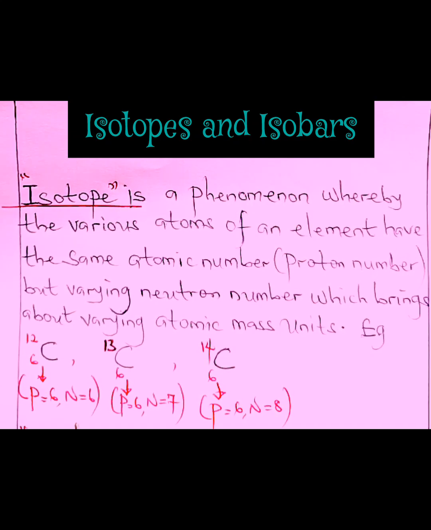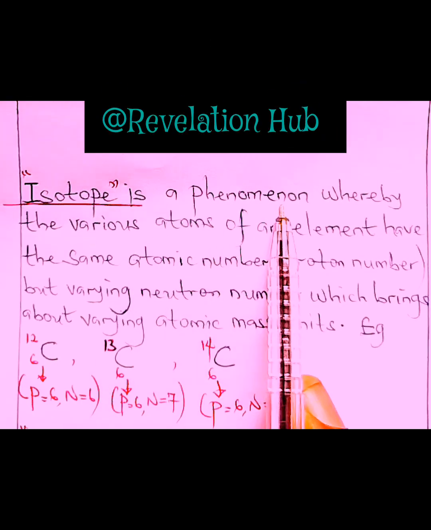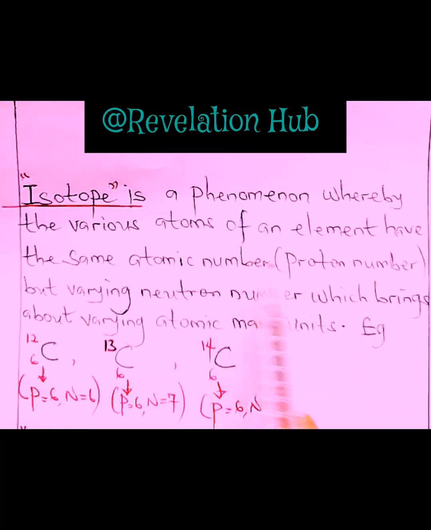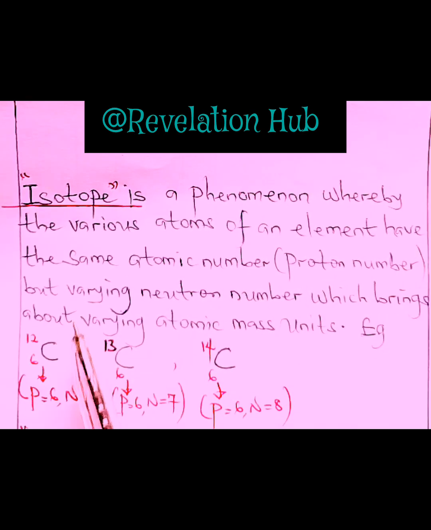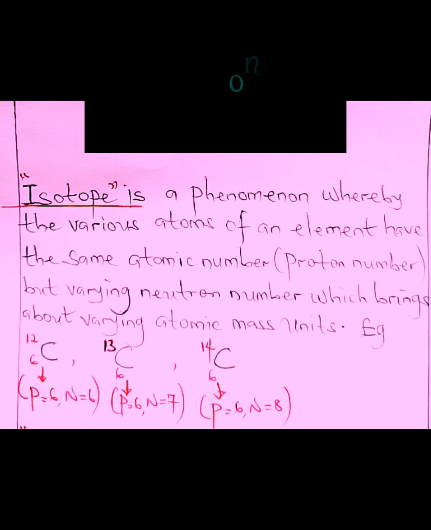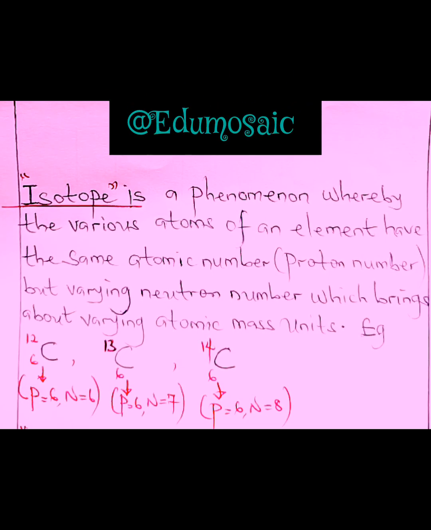So what is an isotope? An isotope is a phenomenon whereby the various atoms of an element have the same atomic number, that is the same proton number, but varying neutron number, which brings about varying atomic mass units. When we talk about an isotope, we are talking about a kind of phenomenon whereby the atoms... don't forget that according to Dalton's atomic theory propounded in 1803, it was said that each element has identical atoms. That's what Dalton said.